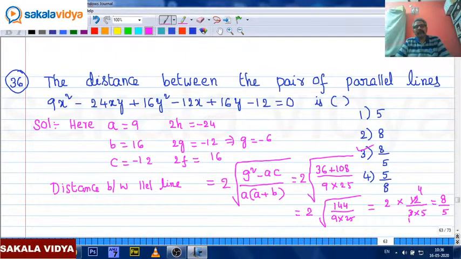Even 2 root of f square minus bc by b into a plus b also we can apply.